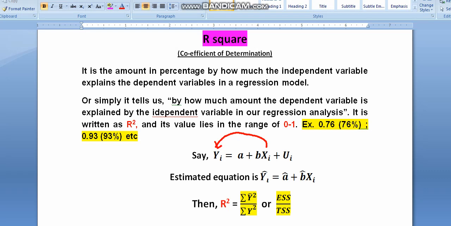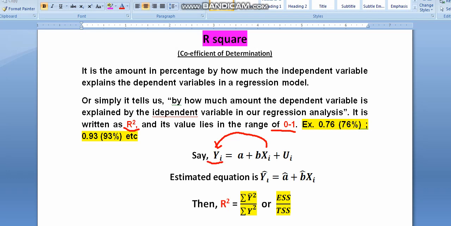It comes in the range of 0 to 1, and that is what we call the R square, or the coefficient of determination. For example, 0.76 we call 76%. That means the X variable, or the independent variable, explains the dependent variable by 76%. So higher is better, because we are concerned about how well the independent variables explain the dependent variable.